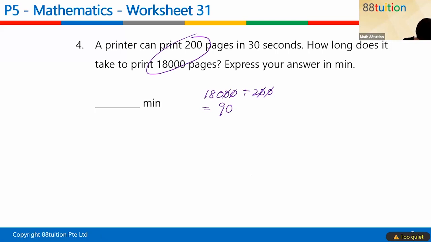All right, so from there you will get to which one? 90 times. You have to multiply 30 times 90, but that one is in seconds. Okay. Change it to minutes. You divide by 60. You get 45. Okay. All these are easy ones.